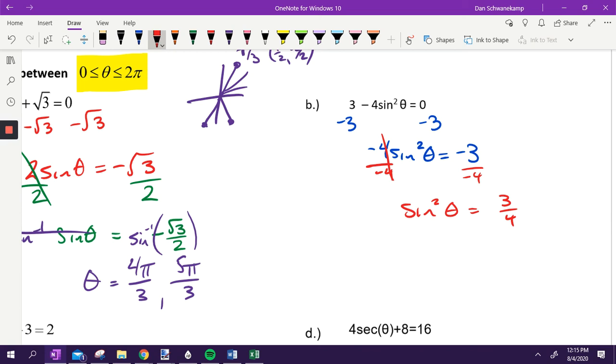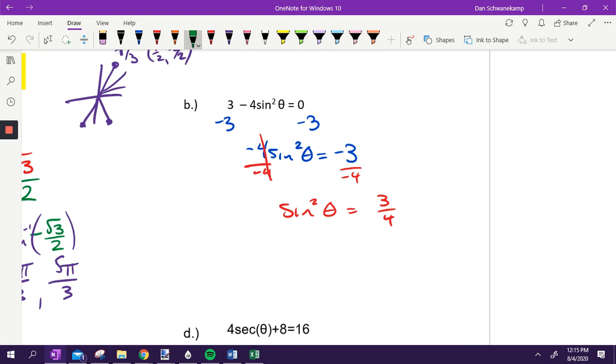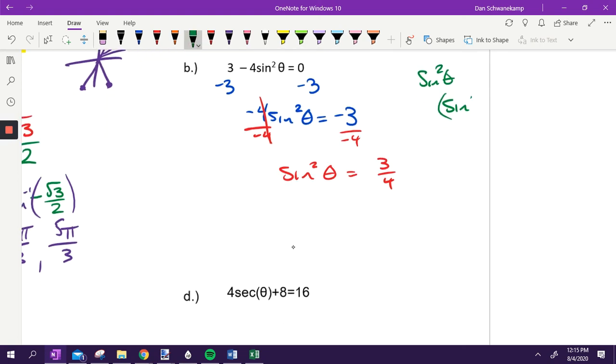Still got to keep going. I'm not done yet. A quick reminder that sine squared, sometimes that throws us off. Sine squared theta is the same thing as sine of theta squared. Those two things are the same. So what do you think I need to get rid of next here?